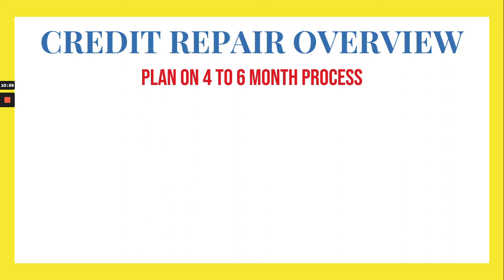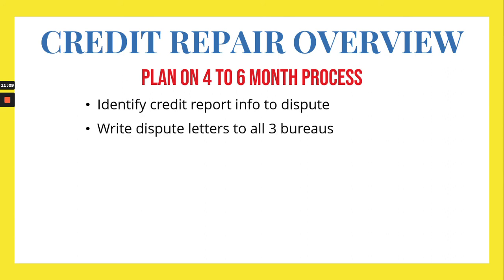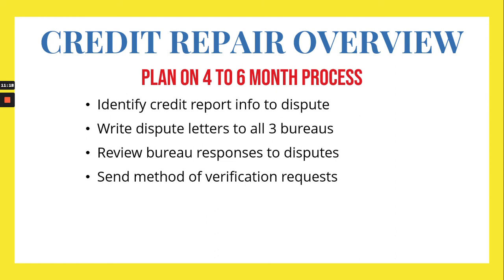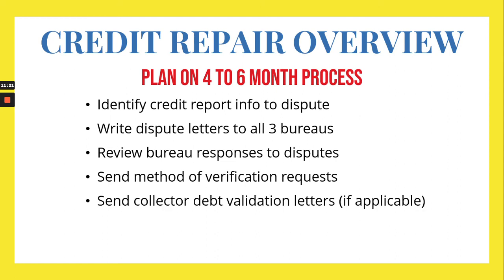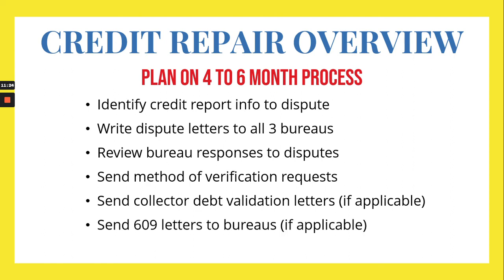And you will have to do other things besides just removing negative information from your credit report. So it's more than just removing negative information. During that time period, you're going to identify credit report info to dispute, write dispute letters to all 3 bureaus, review bureau responses to disputes, send method of verification requests, send collector debt validation letters if it applies, send 609 letters to credit bureaus if it applies, and file an official complaint with the CFPB or BBB, which is the Better Business Bureau, or your state attorney general office.